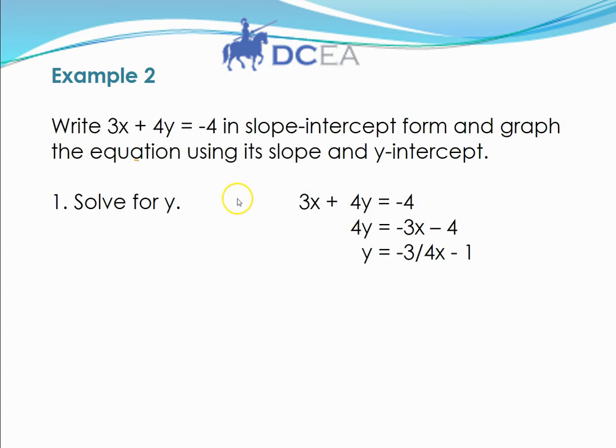Example 2 on page 138. Write 3x plus 4y equals negative 4 in slope-intercept form and graph the equation using its slope and its y-intercept. So let's begin by solving for y. 3x subtracted from both sides of the equation leaves us with 4y equals negative 3x minus 4, and we divide both sides by 4. We have negative 3/4 x minus 1.